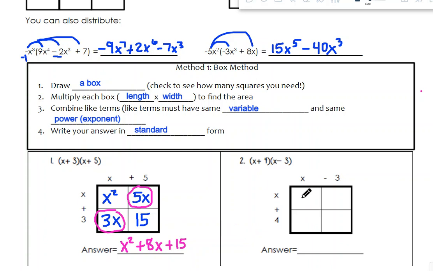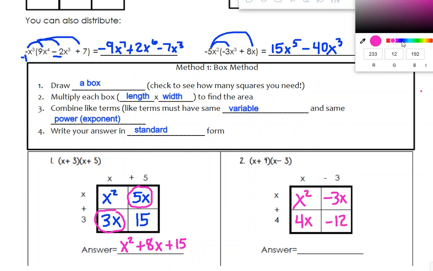X times x for this box, right? Length times width. X times x will give me x squared. If I want to find the area of this box, it's going to be a negative 3 times x. So it would be negative 3x. If I want to find the area of this box, I have a 4 and I have an x. 4 times x would be 4x. And 4 times negative 3 would be negative 12.